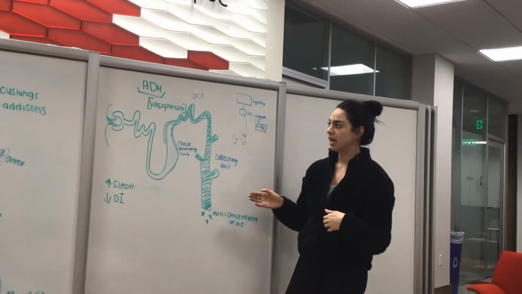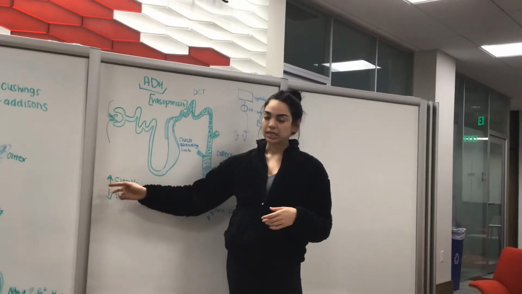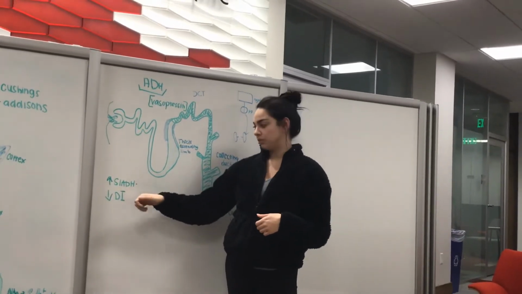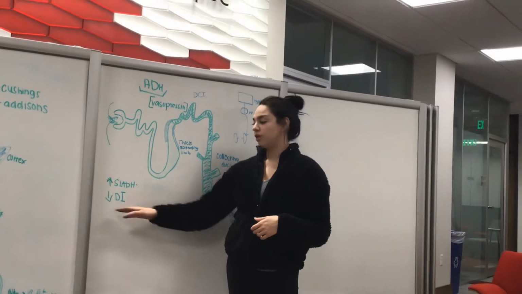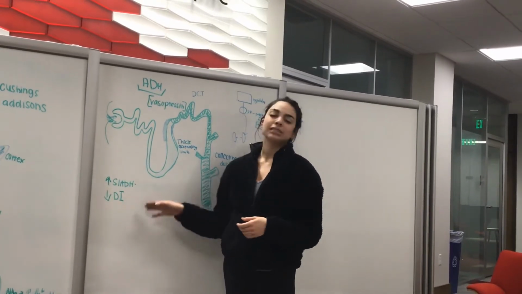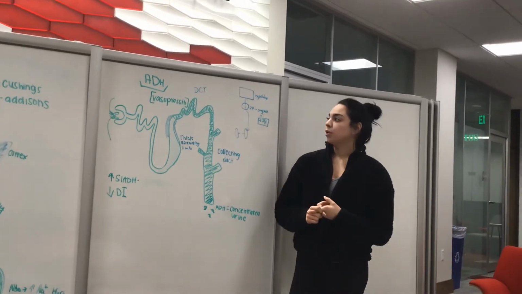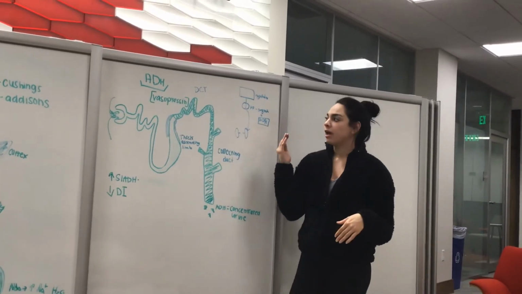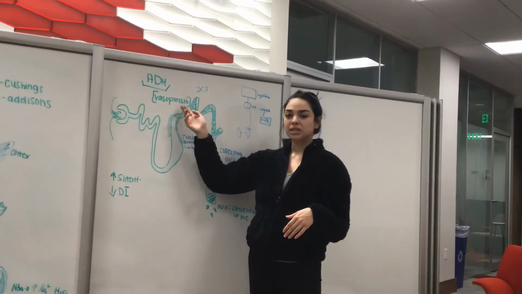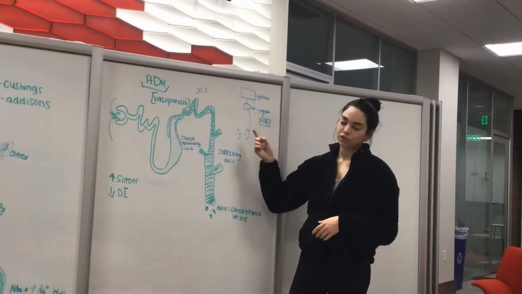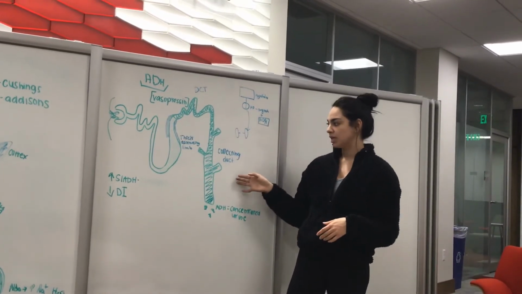One thing to know is that if you have an increase in antidiuretic hormone, you're going to have SIADH. If you have a decrease, you're going to have diabetes insipidus. So again, the main points here: antidiuretic hormone is going to be coming from the brain, you're also going to know it as vasopressin, and it acts upon the distal convoluted tubule and the collecting duct. So those are the major points.